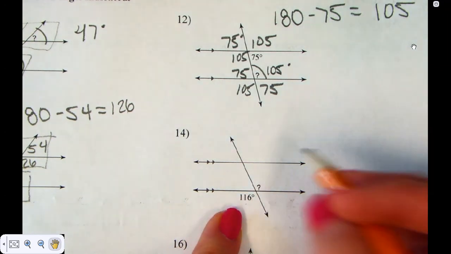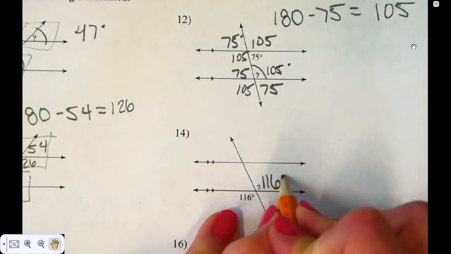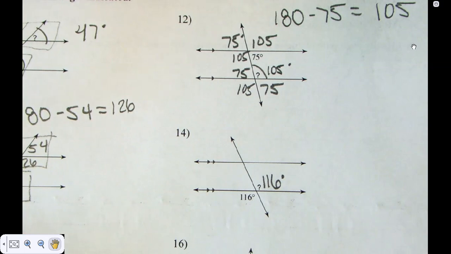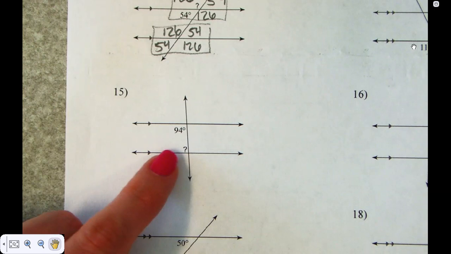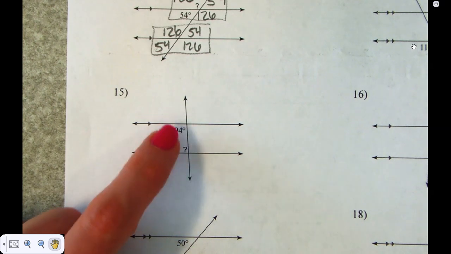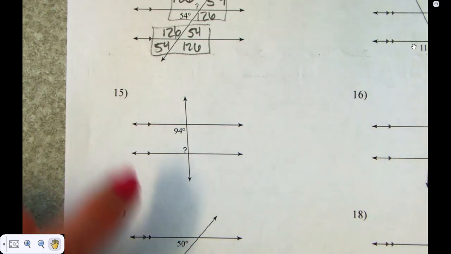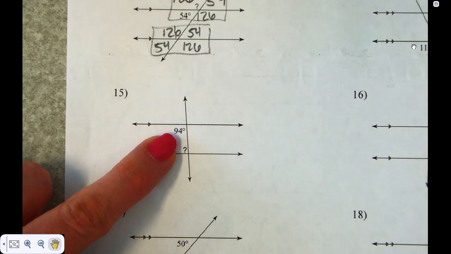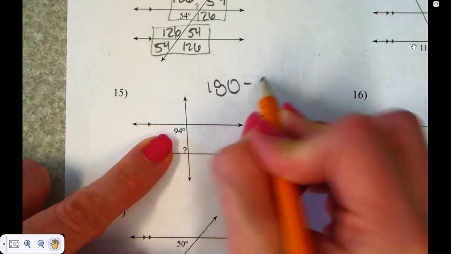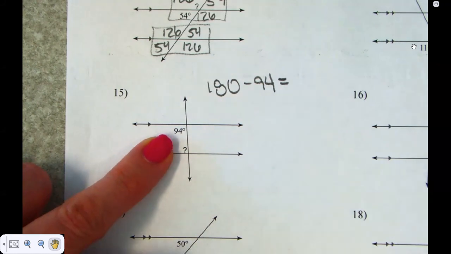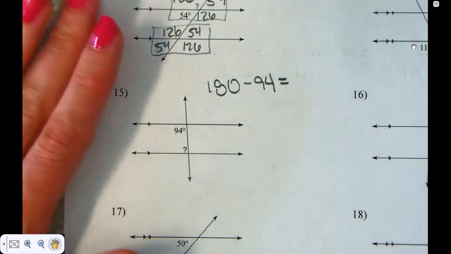So if this angle is 116, this one is as well. Vertical angles are congruent. We have another set here. They are interior, but not alternate. They are not alternating across this transversal line here. So I know they are going to add up to 180 degrees. We would do subtraction to figure out what that angle is.